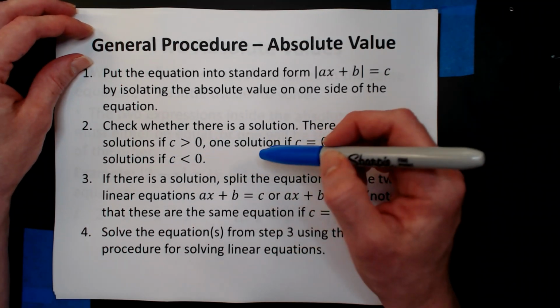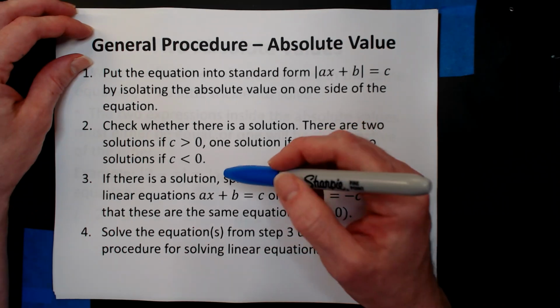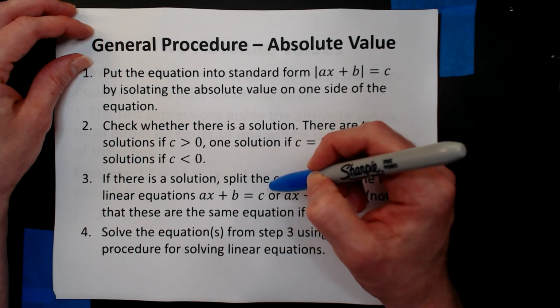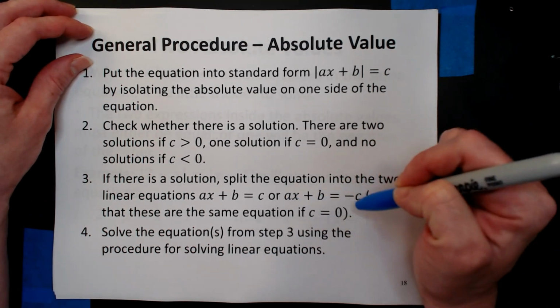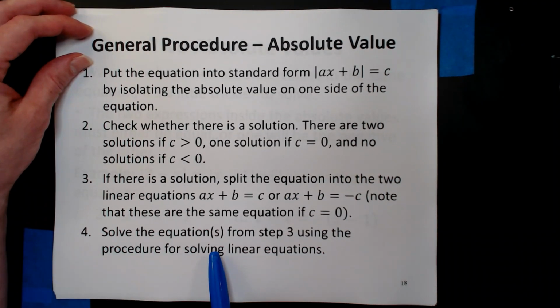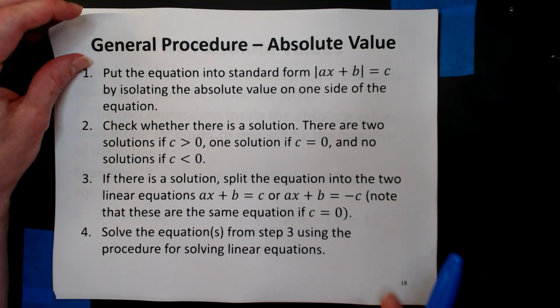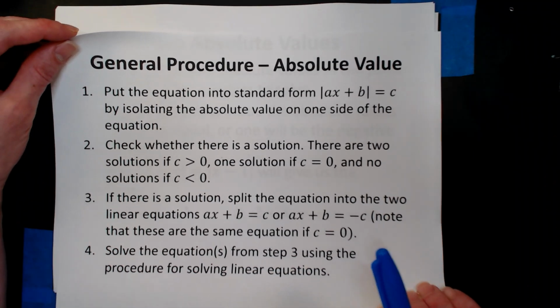So if there is a solution, split the equation into two linear equations where we have ax plus b equals c, or ax plus b equals negative c. Note these are the same equation if c equals 0. Solve the equations from step 3 using the procedure for solving linear equations. You'll just have to do 2 of them.